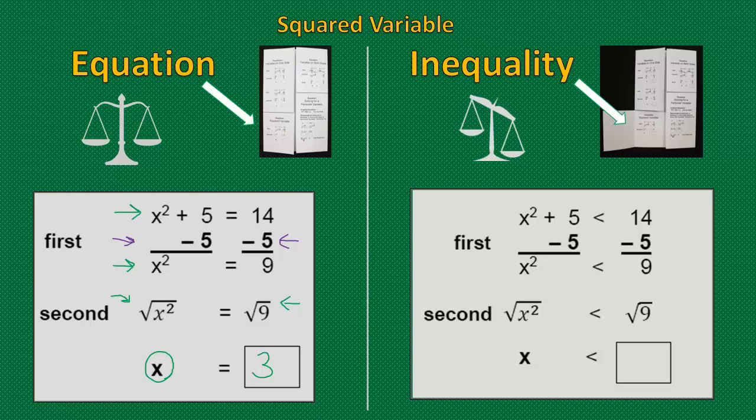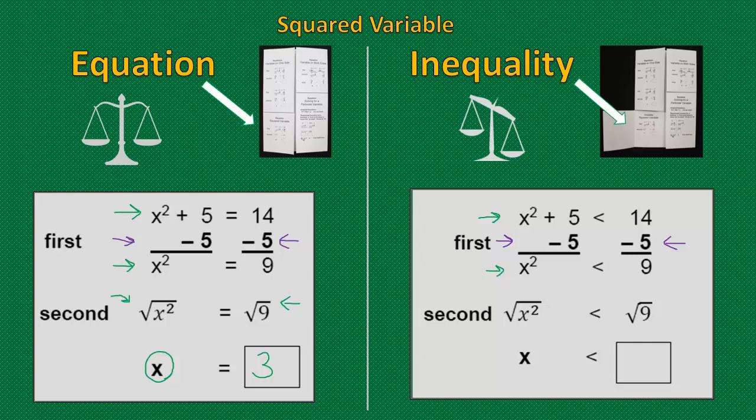On the right side, we have an inequality. x squared plus 5 is less than 14. Our first step is to subtract 5 on both sides. We are left with x squared is less than 9.